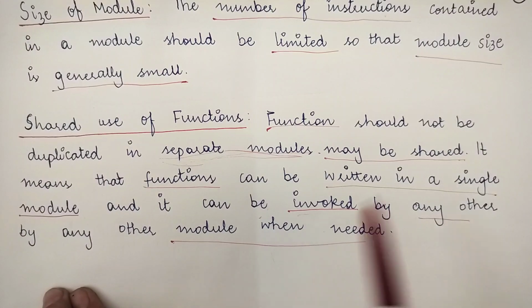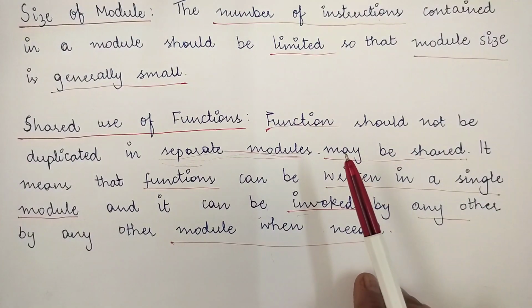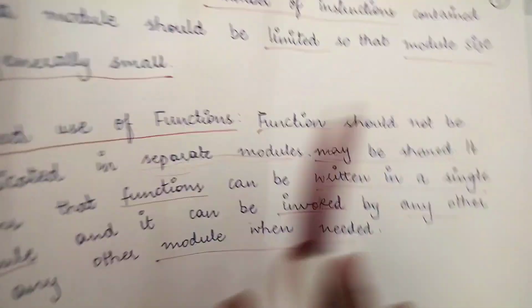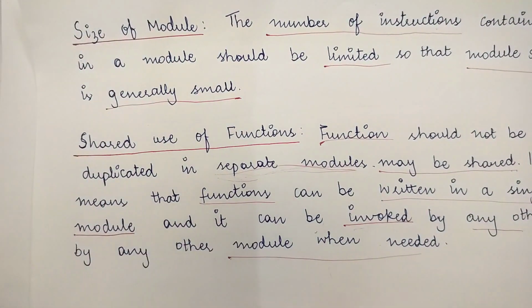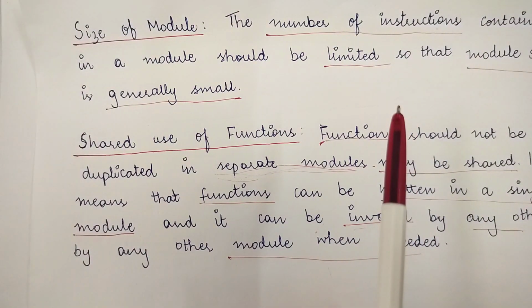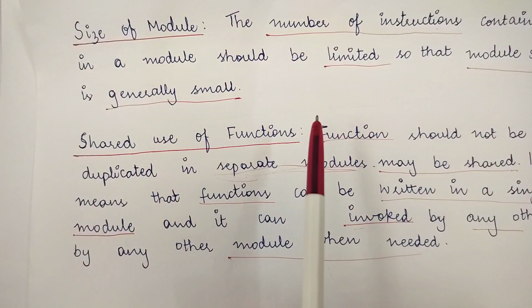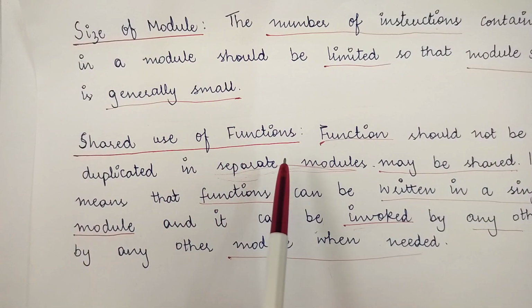So these are the five principles of design of modules, which say that the module should have modularity and partitioning. Then it should be loosely coupled, it should be highly cohesive, and the size of the module should be small, and a very important thing, that all the modules must make use of shared use of functions. So this is the model driven approach, or the structured analysis and design approach, through which you can develop an information system.